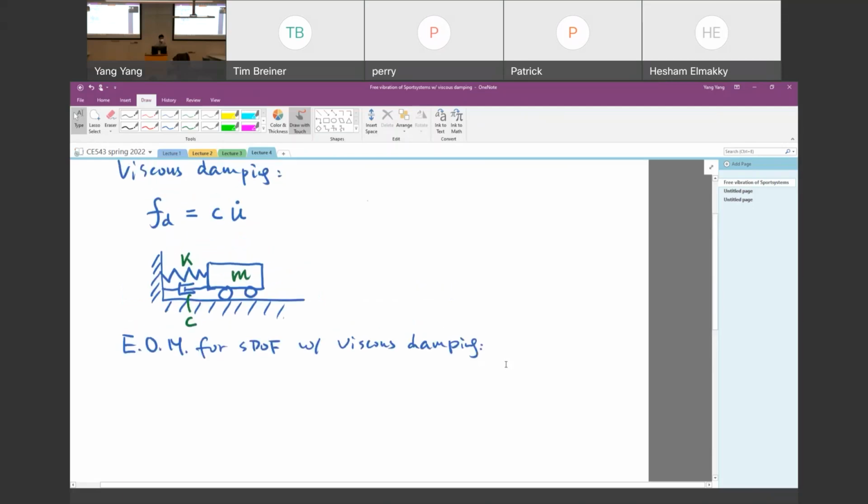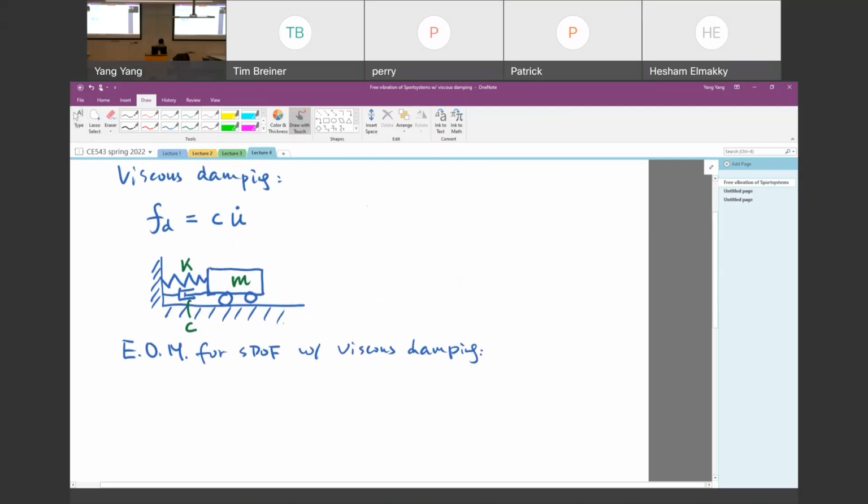We talk about that. Yes, Hunter? Okay, so the inertial force, plus the stiffness K times u. So plus the spring force. Yes.